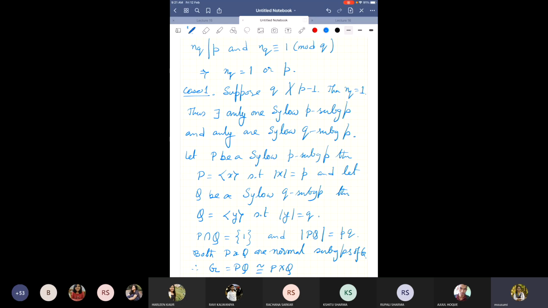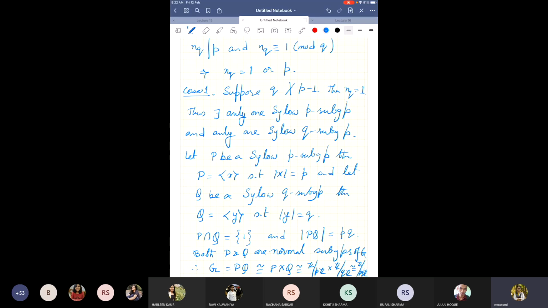That means this is isomorphic with Z quotient PZ cross Z quotient QZ. But P and Q are coprime to each other. Therefore, this is isomorphic with Z quotient PQZ. Is this fine to everybody? Yes, ma'am. So in this case, we are getting that G is a cyclic group of order PQ.